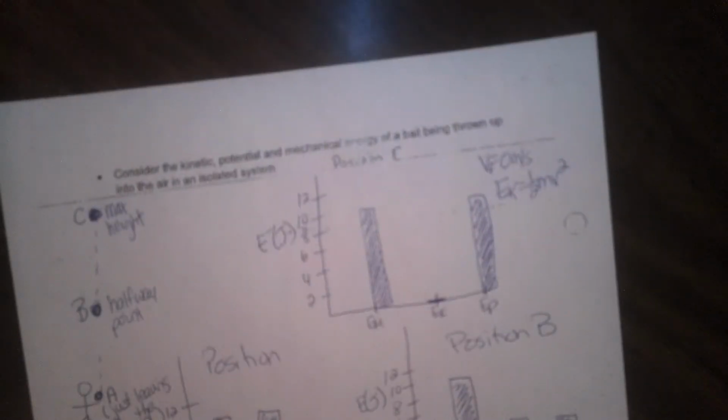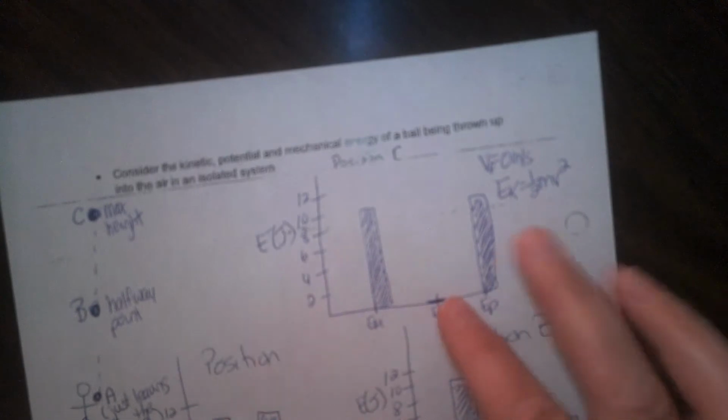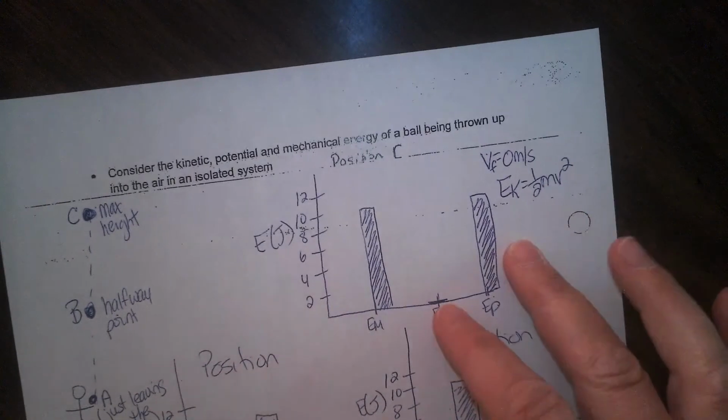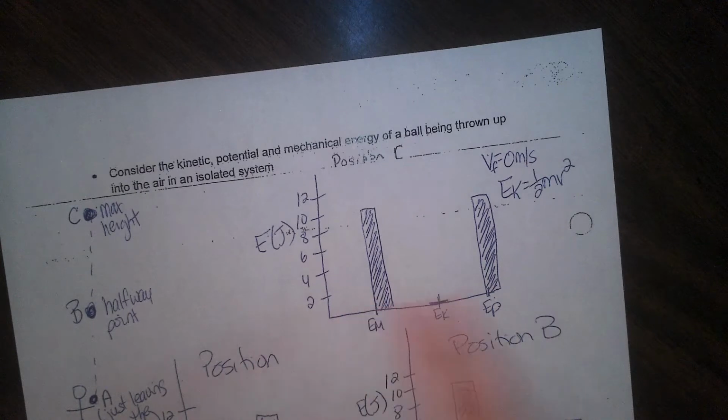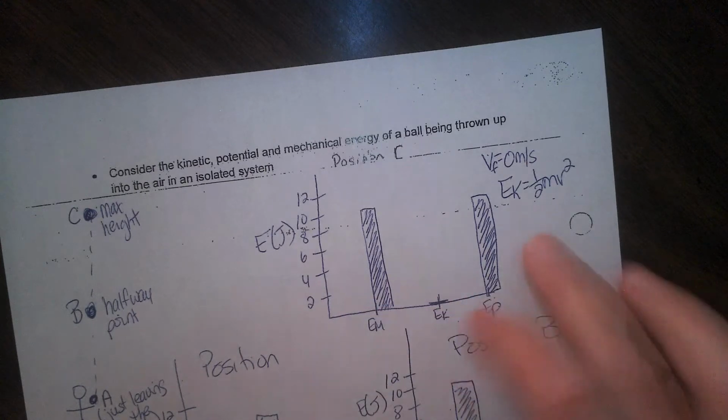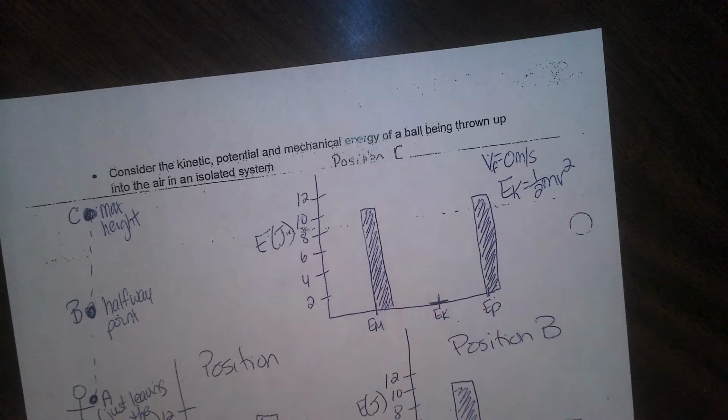So what we see here in isolated systems, that regardless of what kinetic and potential energy are doing, the mechanical energy is always the same. So if this is 0 and 10, or 5 and 5, or 10 and 0, if there's 10 joules of energy in that isolated system, there's 10 joules of mechanical energy.